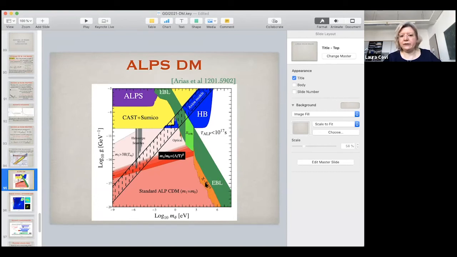For example, here you have bounds from X-rays. And of course, the limits we have here on top are experimental limits in the laboratory, which I will discuss very shortly later.